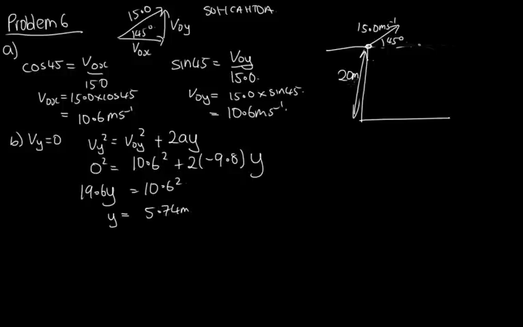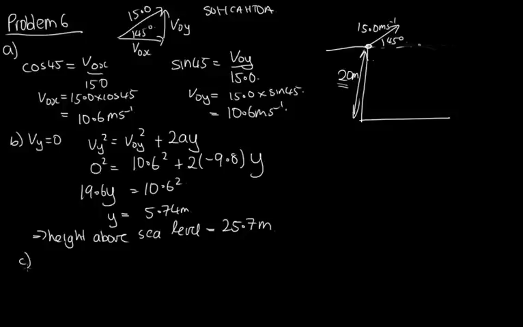And so to give the height above sea level, which is what we're asked for, we need to add this 20 meters on. So this tells us that height above sea level is equal to 25.7 meters. And that's our answer to B. Now in part C, we're asked to calculate the time of flight of the projectile. So to do this, we're going to need to split this flight into two parts. Let's work out how long it takes to get to the maximum height here, and then we'll work out how long it takes to get down to the ocean down here.